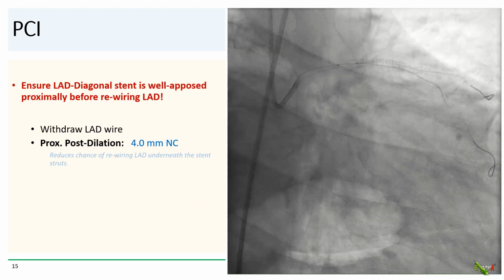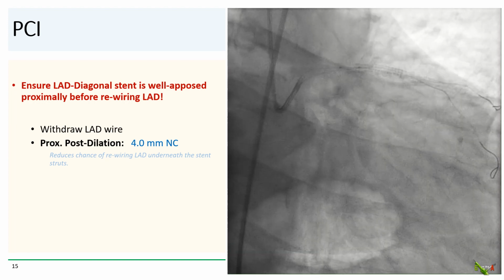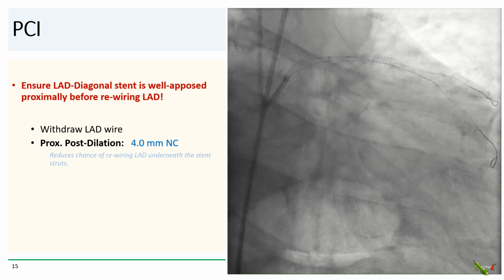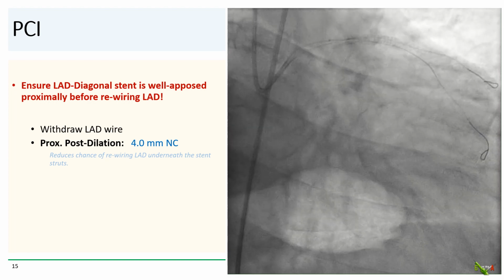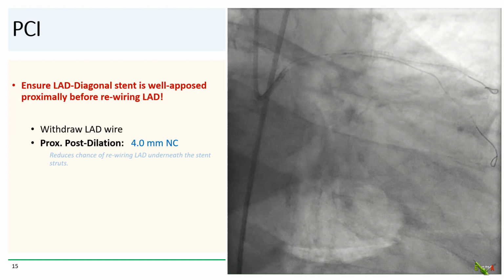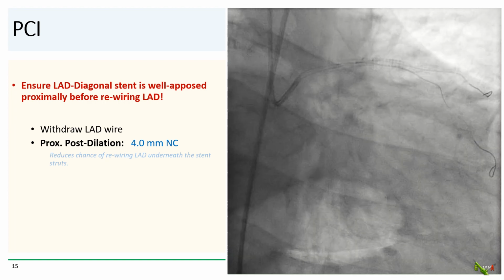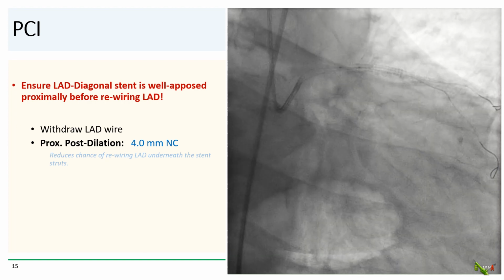We then deployed a 3.5 by 23 millimeter DES from the LAD into the diagonal. Now, the key with culotte is to make sure that each stent is well opposed, especially proximally before rewiring. This reduces the chance that you could end up rewiring underneath the stent strut. So we post-dilated the LAD to diagonal stent with a 4.0 millimeter NC balloon proximally, and remember obviously to withdraw the now trapped LAD wire before inflating your NC balloon.